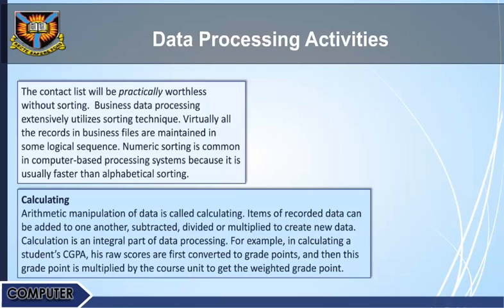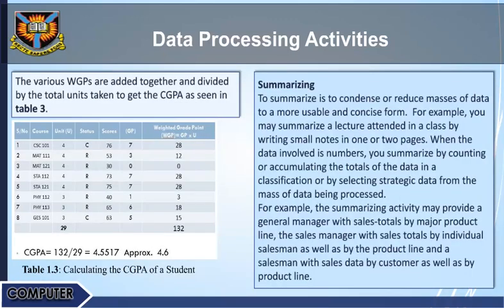For example, in calculating a student's CGPA, his raw scores are first converted to grade points, and then this grade point is multiplied by the course unit to get the weighted grade point. The various WGPs are added together and divided by the total units taken to get the CGPA, as seen in Table 3. Summarizing. To summarize is to condense or reduce masses of data to a more usable and concise form.